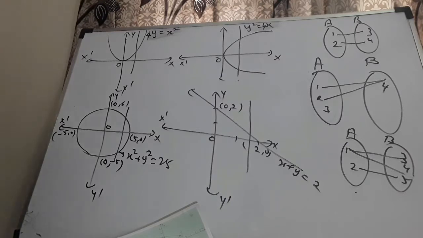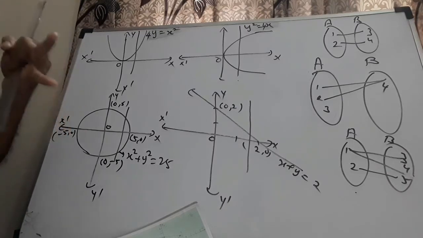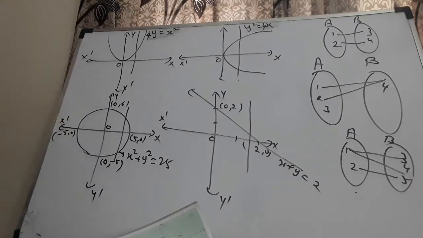The phrase each and every element of A tells us that no element in A should be left out without any image. The elements to which it is related in B are known as images. There is one more condition: each element should have only one image, and should not be related to more than one element. If these two conditions are satisfied, such a relation is called a function.